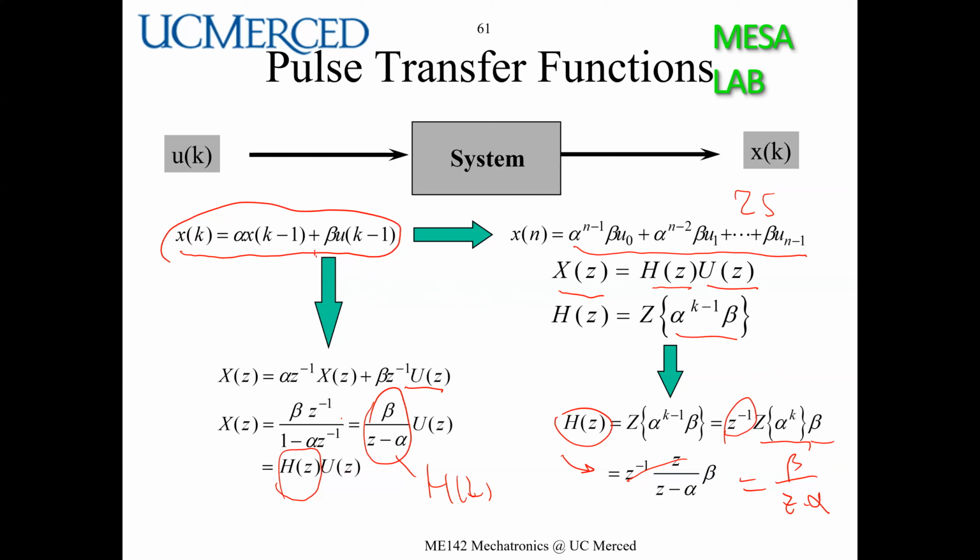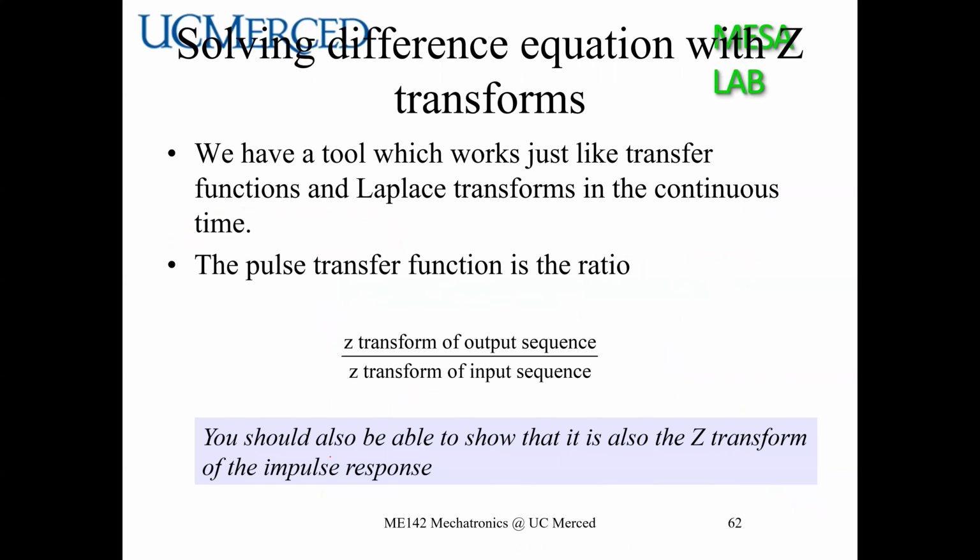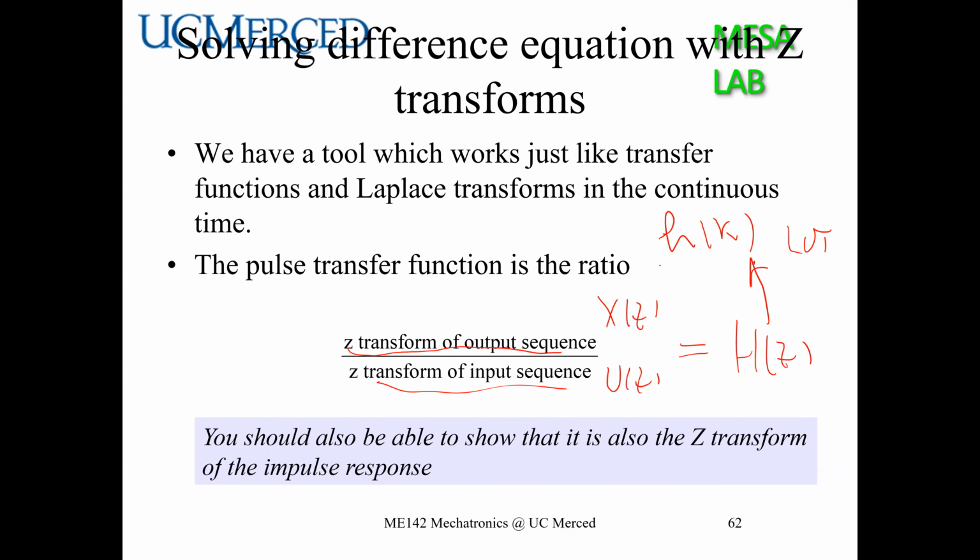I think this is UZ is lost, UZ here. So let's memorize that. If we do Z transform of output, that is X of Z, Z transform of U of Z, the ratio is called H of Z, okay? You have H of K. You can do long division or you look up a table. That sequence is called the impulse response sequence.